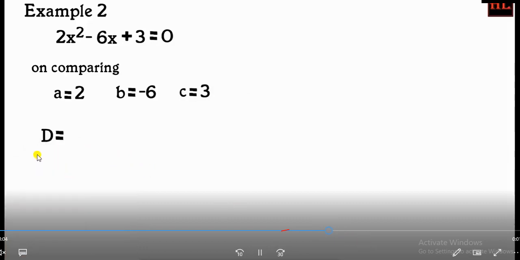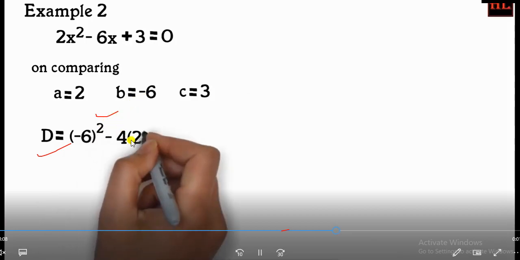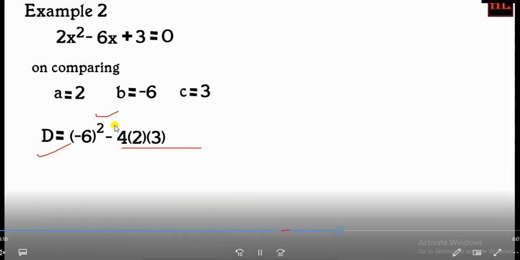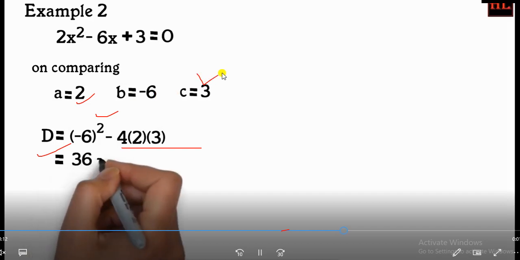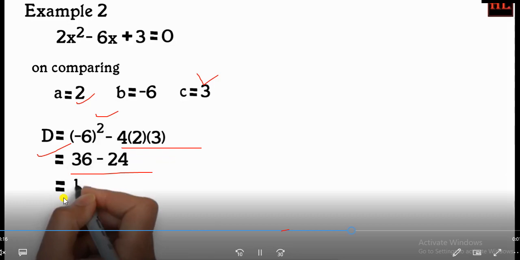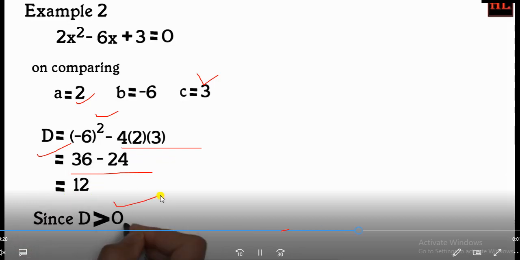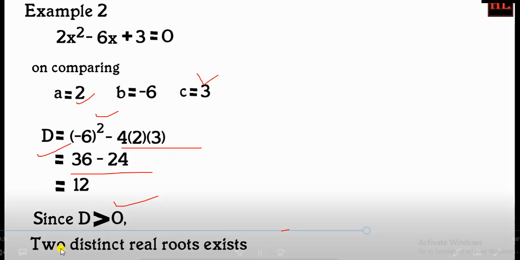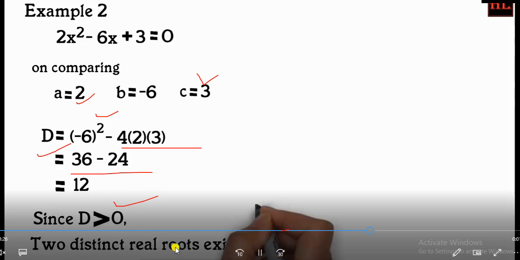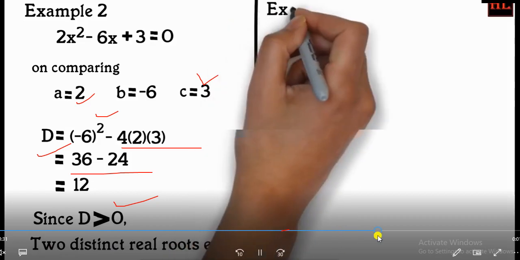Now see what you will get here. D equals b square minus 4ac. We are writing here, b is minus 6 whole square. 4ac is what? 4 into 2 into 3, that is 24. 36 minus 24 is what? D equals 12. So in this case we have d greater than 0. When d is greater than 0, so what are the roots? Real and distinct. Two real and distinct roots.